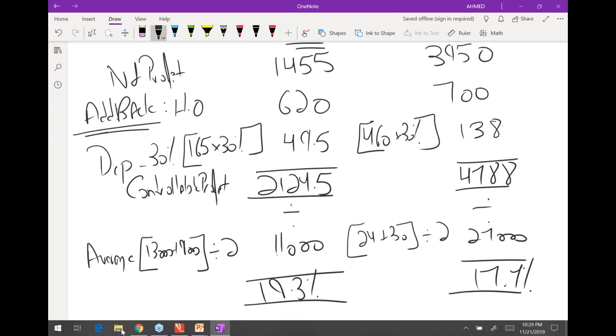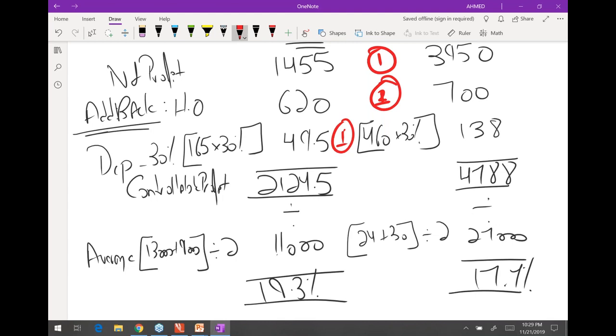Now, friends, 6 marks. 1 mark for net profit. 1 mark for adding back head office cost. 1 mark for depreciation. 1 mark for controllable profit. 1 mark for average. 1 mark for ROI. These additional assets have been included in the figure. The question did mention, my friend Yasin, that it is part of the figures. 6 marks.